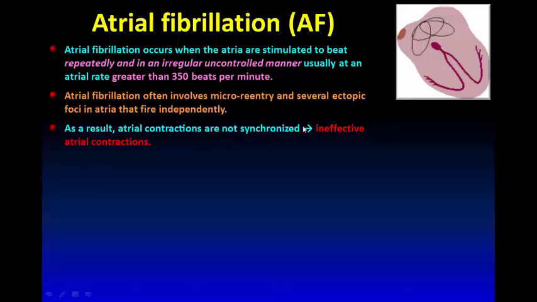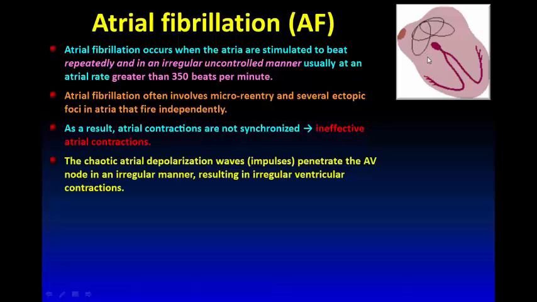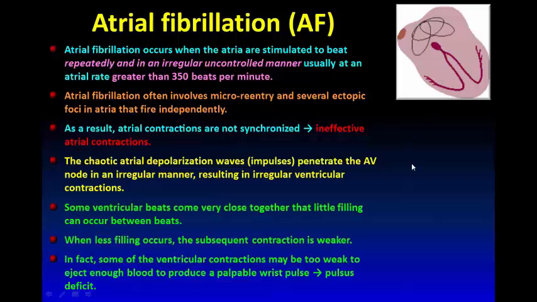Atrial contraction will not be synchronized, and this results in ineffective atrial contractions. The chaotic atrial depolarization waves penetrate the AV node in an irregular manner, resulting in irregular ventricular contractions. Sometimes some of the ventricular beats come so close together that little filling can occur between the beats. When less filling occurs, the subsequent contraction would be weaker based on the Starling mechanism, and in fact some of the ventricular contractions may be too weak to eject enough blood to produce a palpable wrist pulse, and this gives what is known as pulsus deficit clinically.